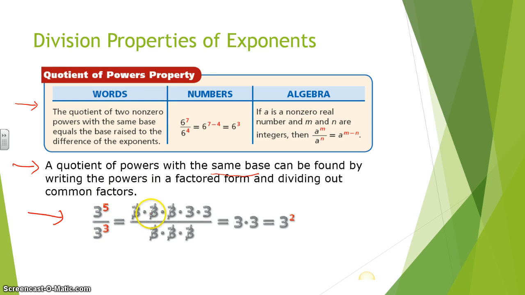Notice how we wrote 3 times 3 times 3 times 3 times 3, 5 times. 3 to the third is 3 times 3 times 3. Notice we're crossing out, so 3 divided by 3 is 1, 3 divided by 3 is 1, 3 divided by 3 is 1. So what we have left here is 3 squared. 3 squared gives me 3 times 3, which equals 9. And based on the box that I talked to you about, that's the same as 3 to the 5 minus 3, which is the same as 3 squared. So this is the math, two different ways to solve for the quotient of powers property.